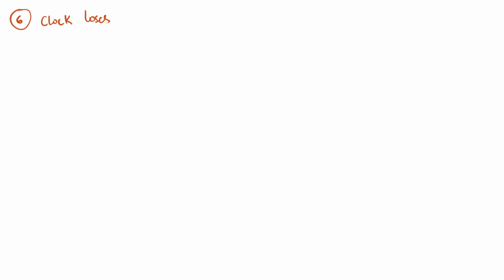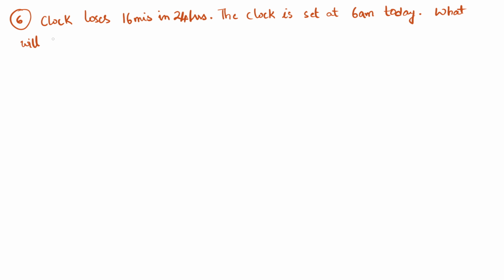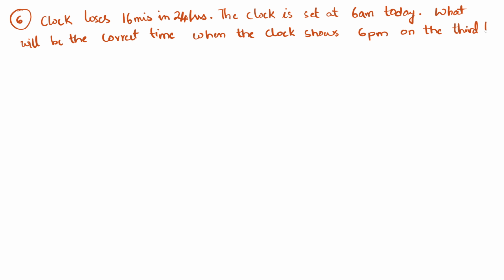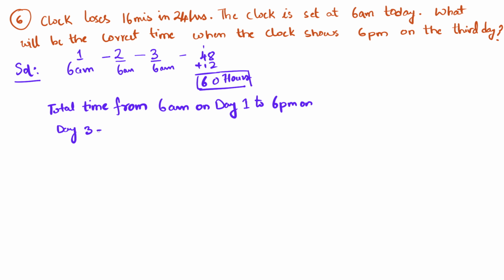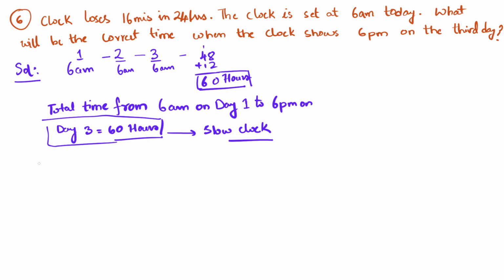The next question on the plate is: a clock loses 16 minutes in 24 hours. The clock is set at 6 a.m. today. What will be the correct time when the clock shows 6 p.m. on the third day? First, we calculate the time between 6 a.m. today and 6 p.m. on the third day. Now the duration is 60 hours and we need to understand that this is a slow clock, so the correct time would be much more advanced than just 60 hours.